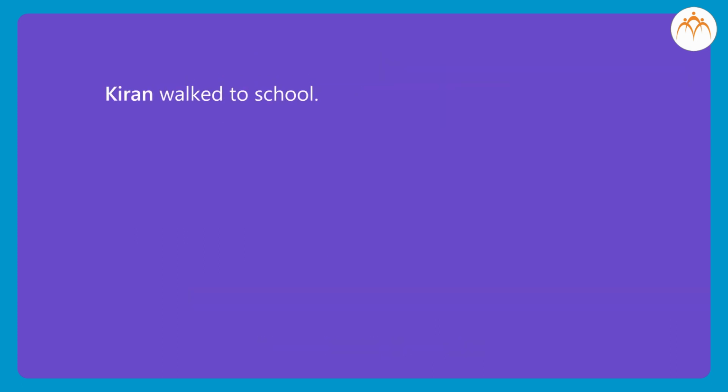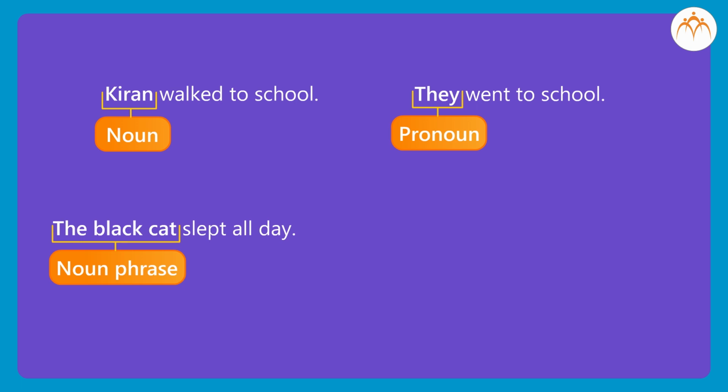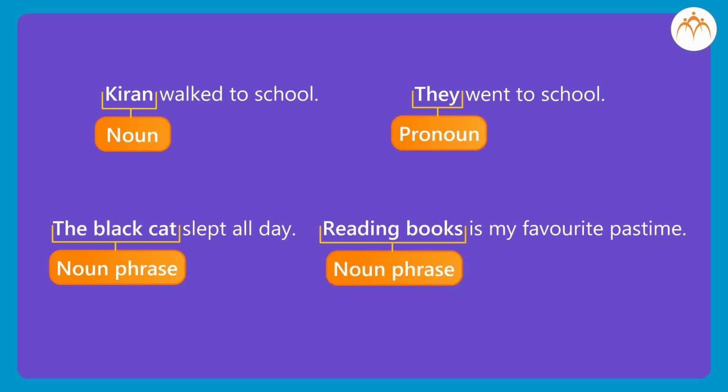Kiran walked to school. Kiran is a noun. They went to school. They is a pronoun. The black cat slept all day. The black cat is a noun phrase. Reading books is my favorite pastime. Reading books is the gerund which forms the noun phrase.